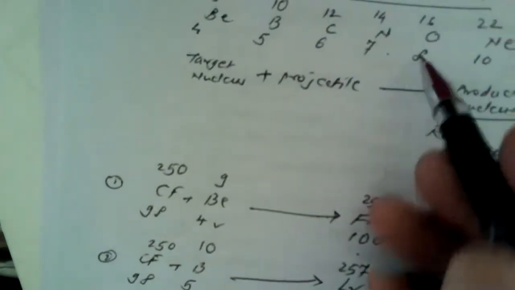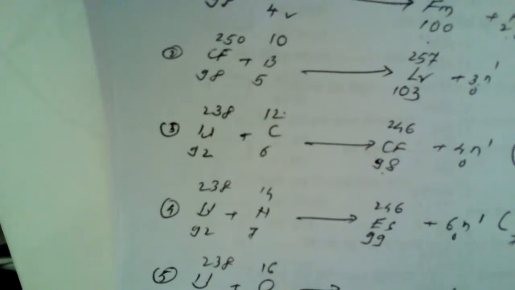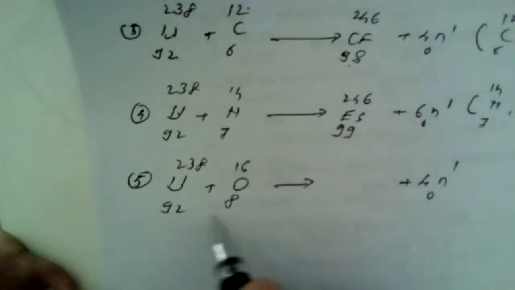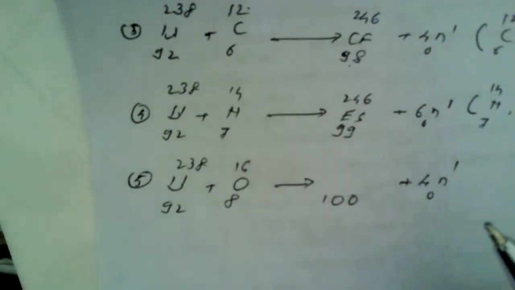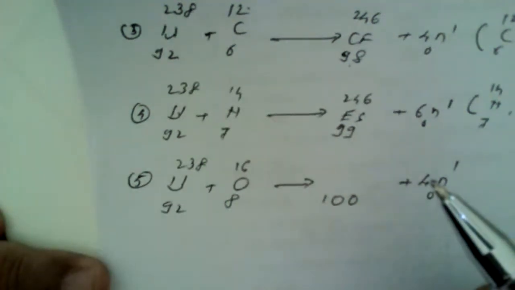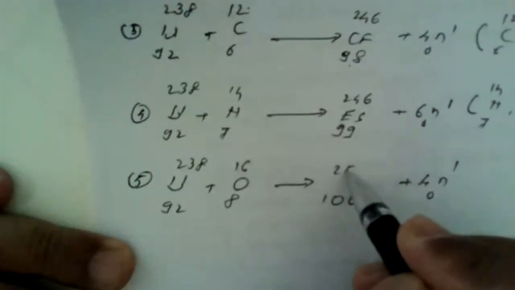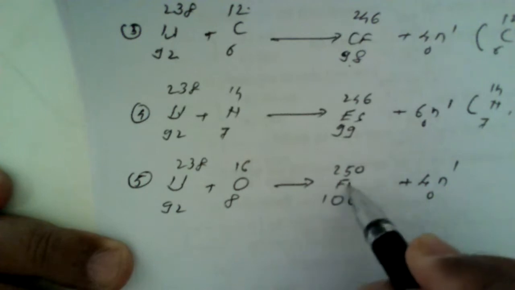Then the fifth heavy ion after nitrogen is oxygen. Taking the same example of the uranium 238 92 nucleus with oxygen 16 8, here if 4 neutrons are ejected, we have to arrive at the product of the main reaction. Now 92 plus 8 is again 100. 238 plus 16 is 254, minus 4 is 250. Atomic number 100 is of fermium.